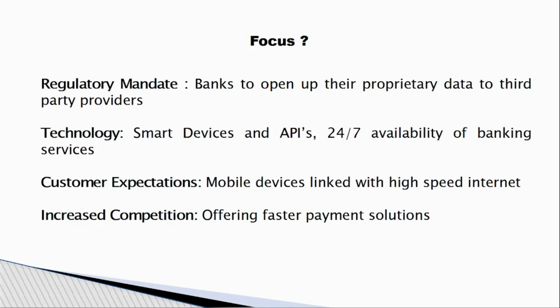Then you need smart devices, APIs, 24/7 availability of banking services. Yes, after open banking, these will be focus areas. Customer expectations: mobile devices linked to high speed internet. Yes, increased competition offering fast solutions. Now after open banking, your customer information, account information will be available with different banks. If you have a housing loan with HDFC Bank at 9%, another bank may offer 7%, 7.5%. So these offerings will come from the different banks.